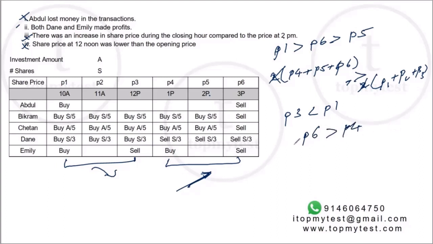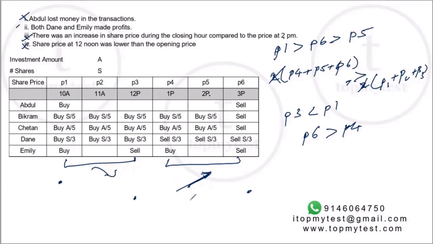Right? P6 is bigger than P4. Now let's see where you can make a profit. So we know P1 is more than P6. So this range is higher than this range. And we know P3 is lower than P1. Right? P3 is lower than P1.